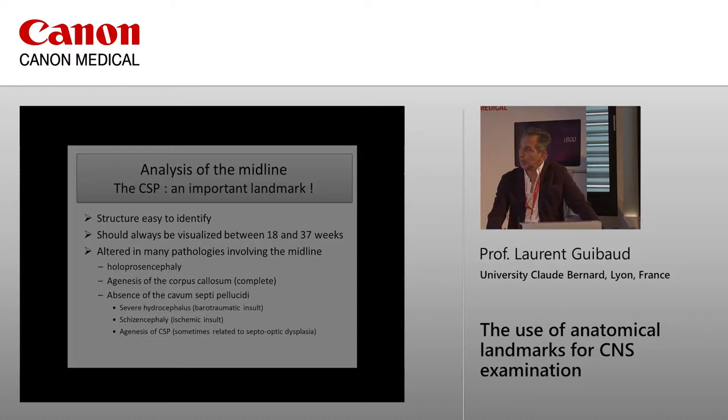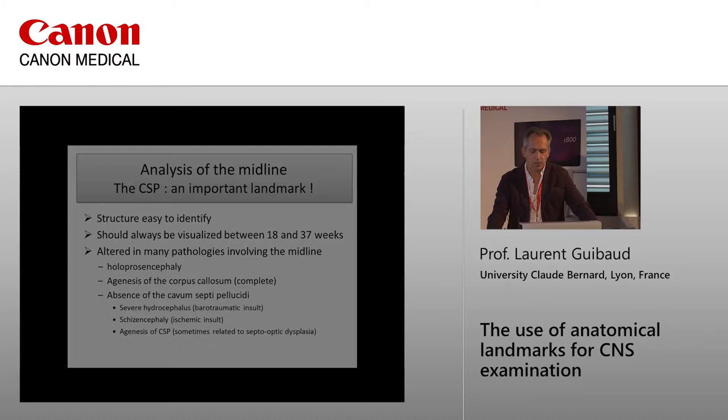But in many conditions involving the midline, this CSP will not be present: in holoprosencephaly, in complete agenesis of the corpus callosum, and you may also have absence of the cavum septum pellucidi when you have a severe hydrocephalus because of a bad or traumatic insult, schizencephaly because of ischemia, and you may have congenital absence of the cavum septum pellucidi, which is an agenesis, and in a few cases, related to septo-optic dysplasia.